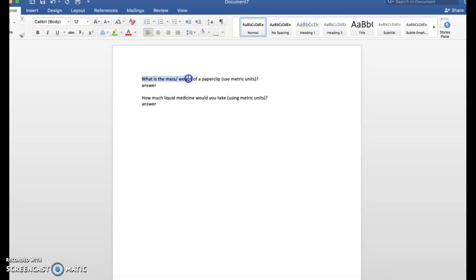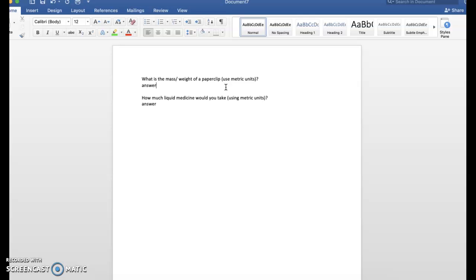What is the mass/weight of a paperclip? They are not asking for an exact number because it says use metric units. We're just looking for the unit that you would use. What is the mass or weight? If I go back to the last video and go to mass and weight in metric units, that second board that I held up, I would know that I have a gram and a kilogram. Now the question is, which one did I say was bigger?